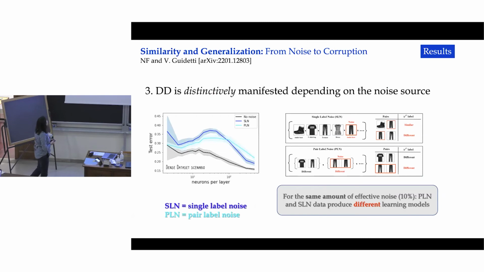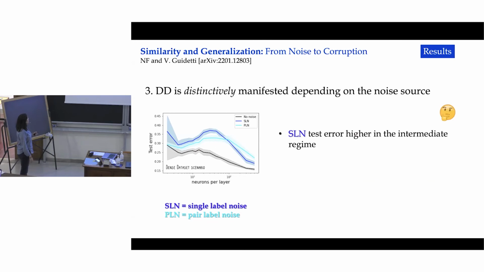Maybe the most important part now is that you can see these curves are very different. And here, of course, we are putting the same amount of noise, in the case of this plot, 10% of effective noise. So why am I putting the same amount of noise and observing two very different curves? This is kind of weird. Let's go step by step. Please, you can stop me at any time if you have questions.